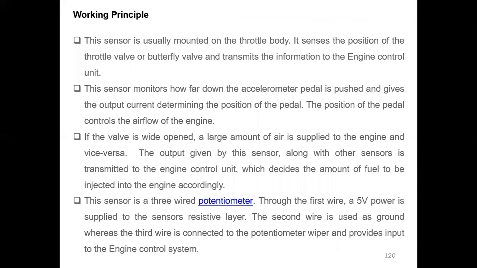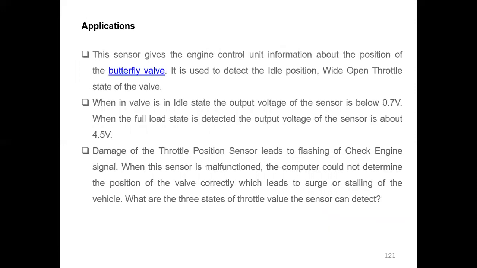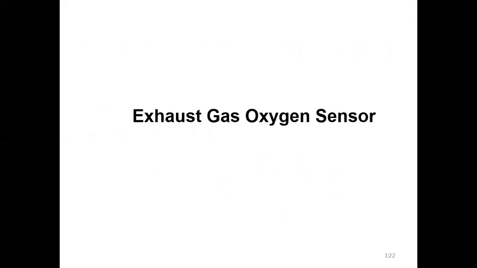So, the working principle. The sensor is usually mounted on the throttle body. It senses the position of the throttle valve or butterfly valve and transmits the information to the engine control unit. The sensor monitors how far down the accelerator pedal is pushed and gives the output to determine the position of the pedal. This is the concept. In application, the sensor gives the engine control unit information about the position of the butterfly valve, so it is used to detect the idle position and wide open throttle conditions.